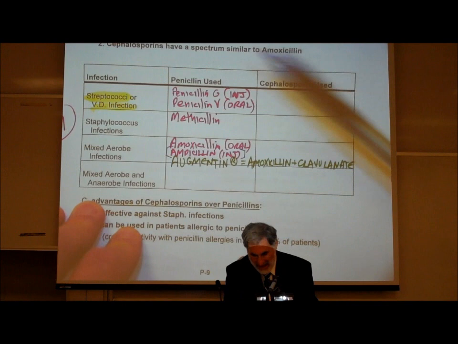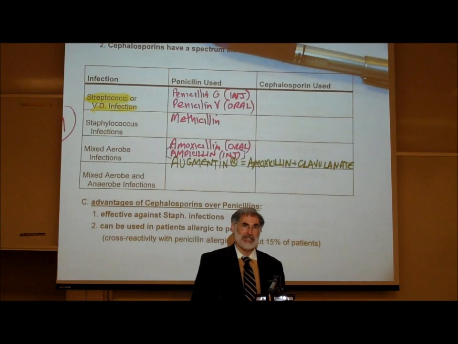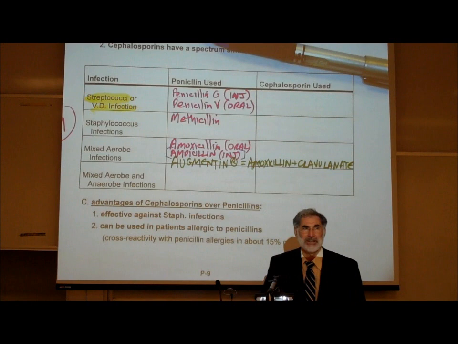If you've ever had augmentin, it is like a fantastic antibiotic, because it's very common to have staph infections. When you have a mixed aerobic infection, it's not uncommon to have some staph mixed in. So let's summarize before we take a break.